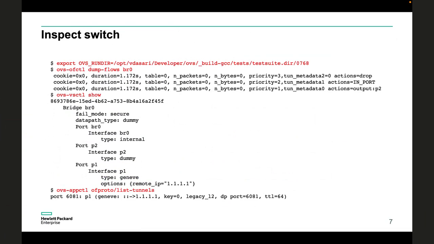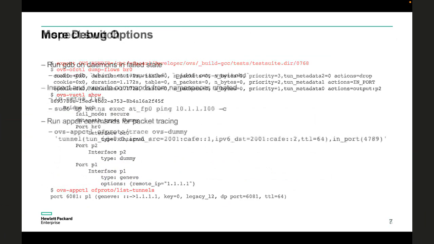In this screenshot, we set the OVS_RUNDIR variable to point to the test case directory. And then you can run the ovs-ofctl dump-flows command or the ovs-vsctl show command to dump the bridge information. Or you can run ovs-appctl commands. Here it is dumping the list of tunnels present.